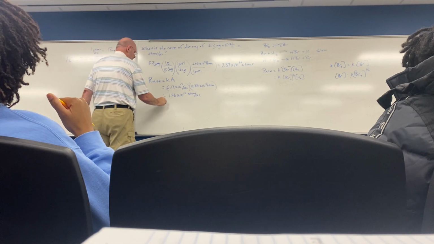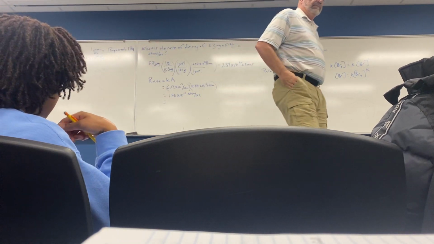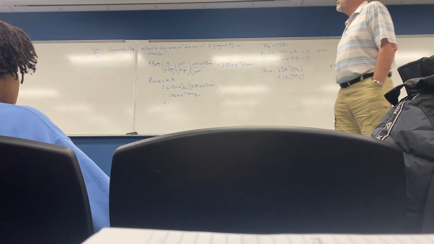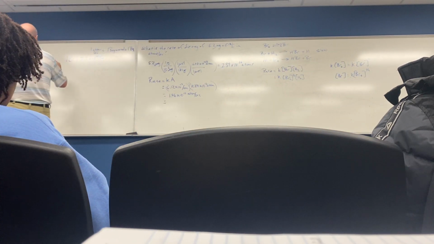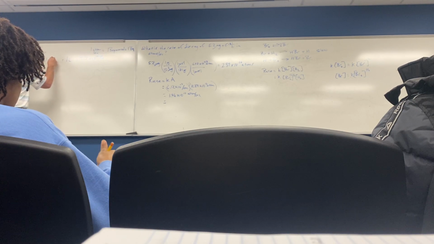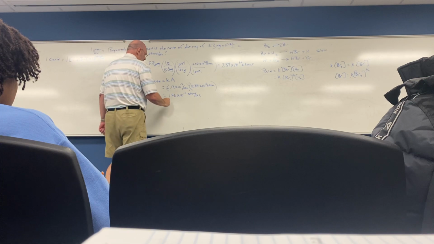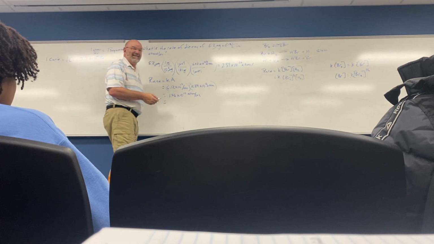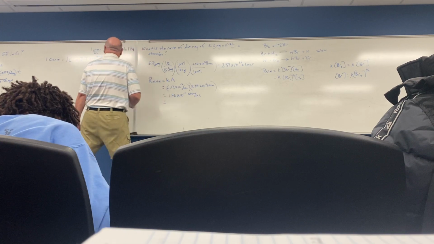So what is this in Curies? Or 1.9? How much radiation do they get in Curies? Like 0.4-ish. Give or take, yeah. What does it say? 3.7 times 10 to the what? 10.